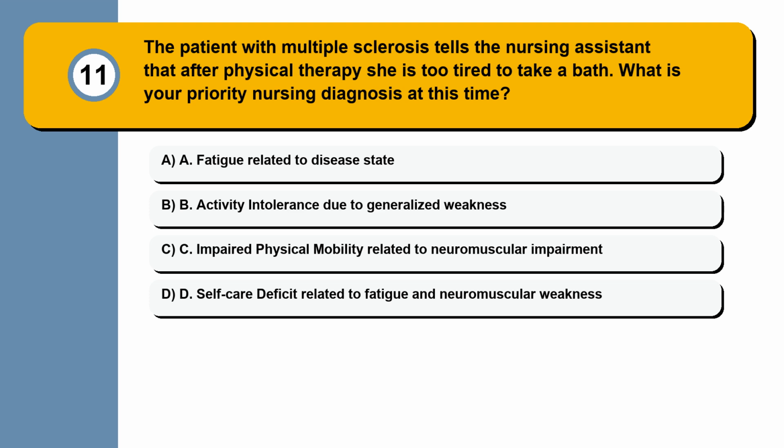A. Fatigue related to disease state. B. Activity intolerance due to generalized weakness. C. Impaired physical mobility related to neuromuscular impairment. D. Self-care deficit related to fatigue and neuromuscular weakness.